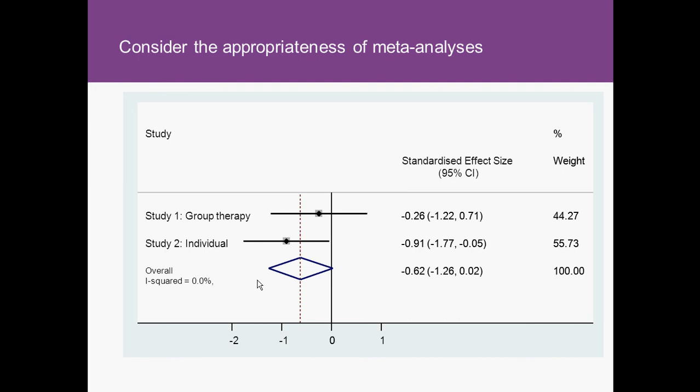Well, it seems to be a bit of a spurious finding, because the individual therapy was able to find this result on its own. Now, of course, this could have just been a chance finding from an individual study, but it appears that the effect estimate of the individual therapy has been pulled down by the effect of the group therapy intervention. So, was it really fair on the individual therapy intervention to pool it with the group therapy?